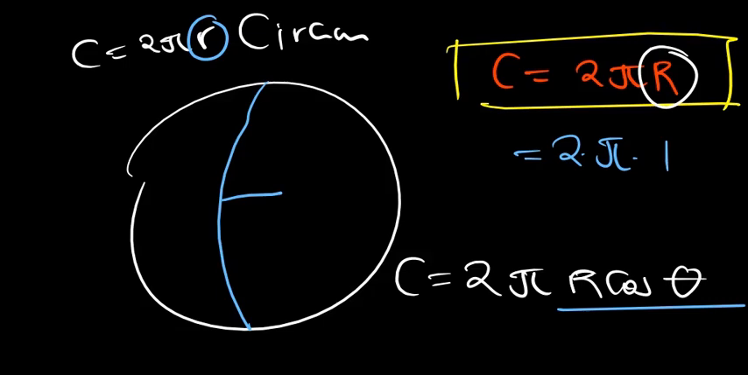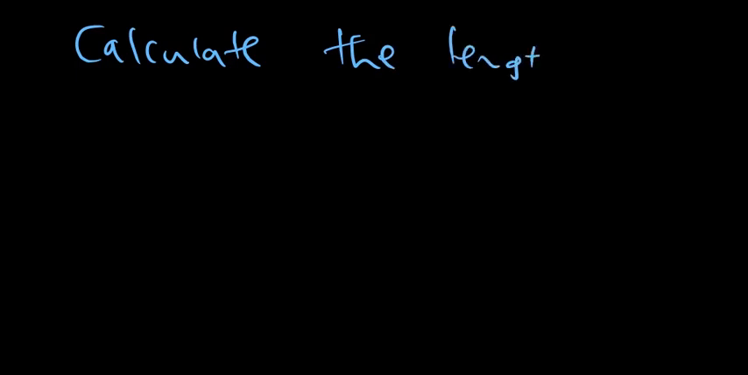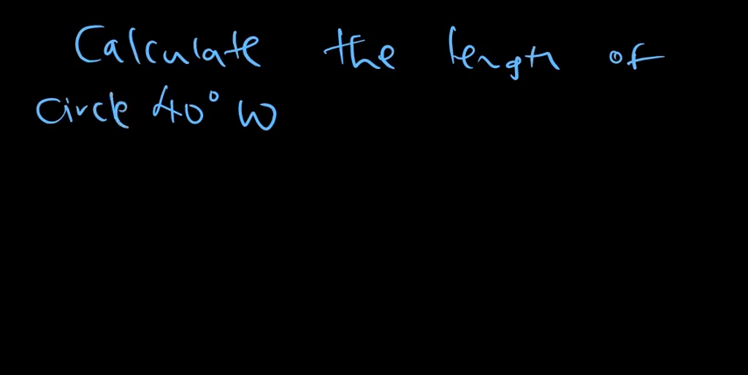Okay, now just a quick exercise here. Let's try to calculate the length of the circle 40 degrees west in nautical miles. So I'll allow you to pause the video and just attempt to give us an answer there. How do we determine the distance of that circle?